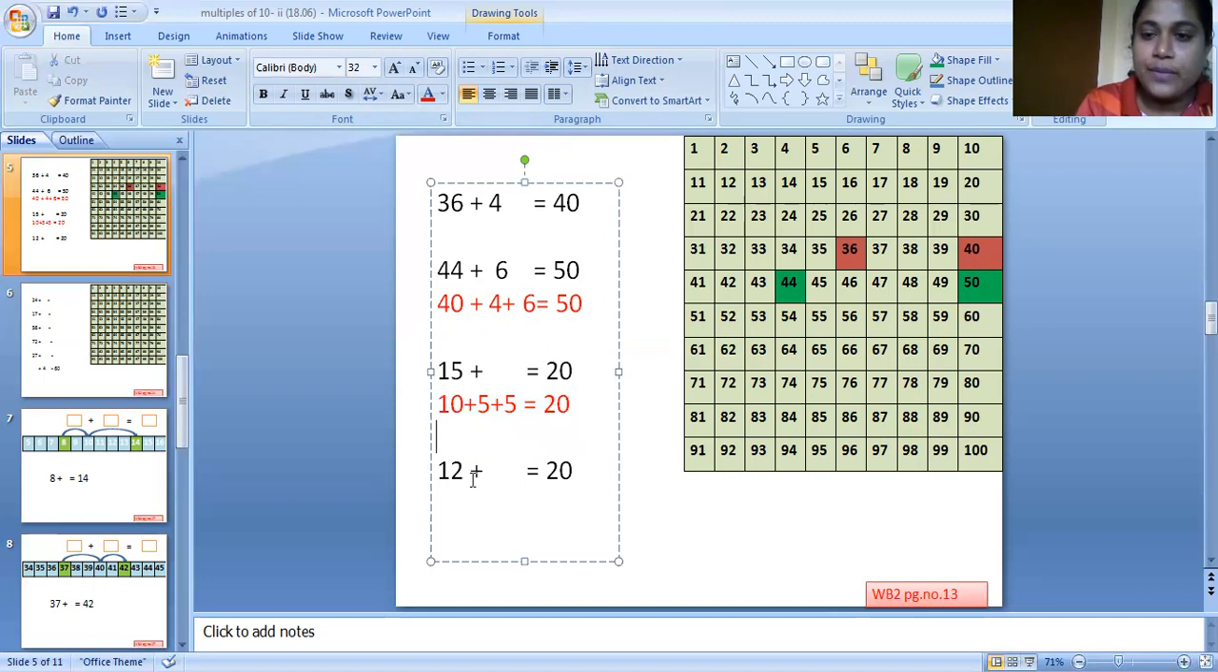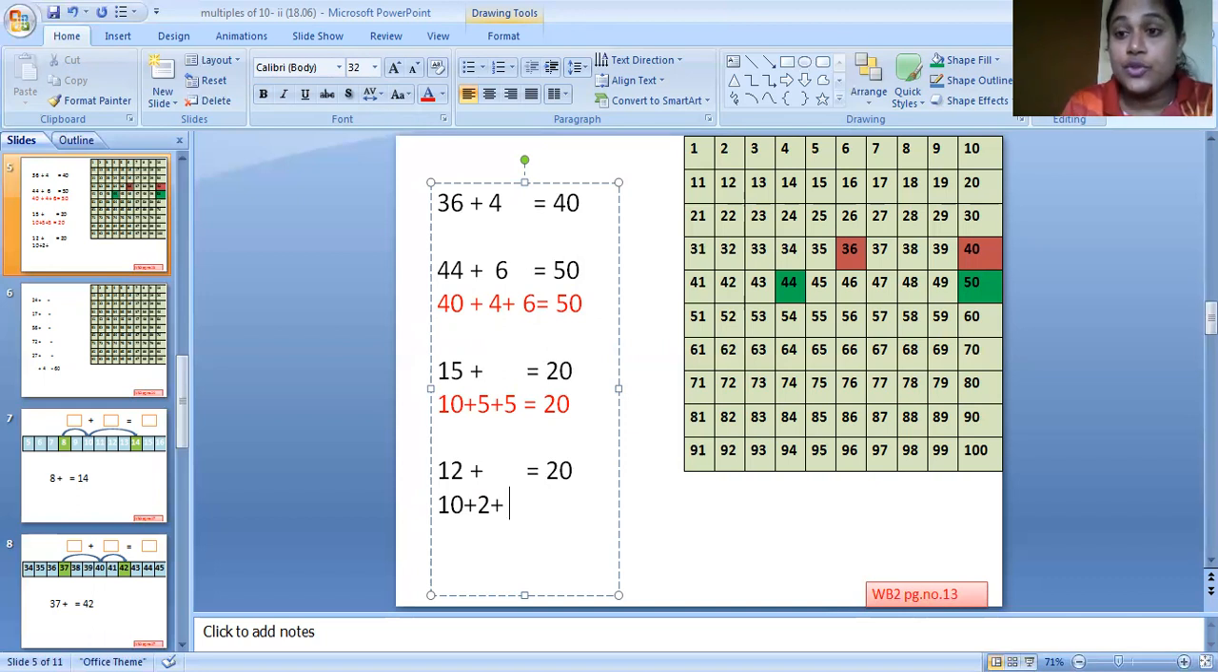And here 12 plus blank is equals 20. We can write this 12 as 10 plus 2. And also, what is the number bond to 10 along with 2? What is it? 2 plus 8, or 8 plus 2 is equals 10. So we can write here 8. 8 plus 2 is equals 10. And this 10 plus 10 is equals 20.